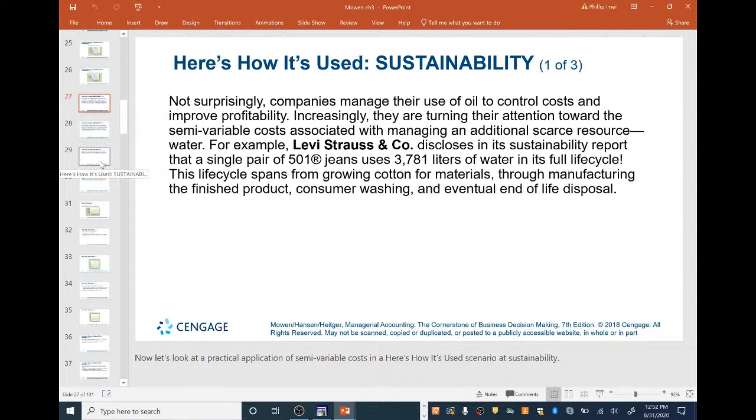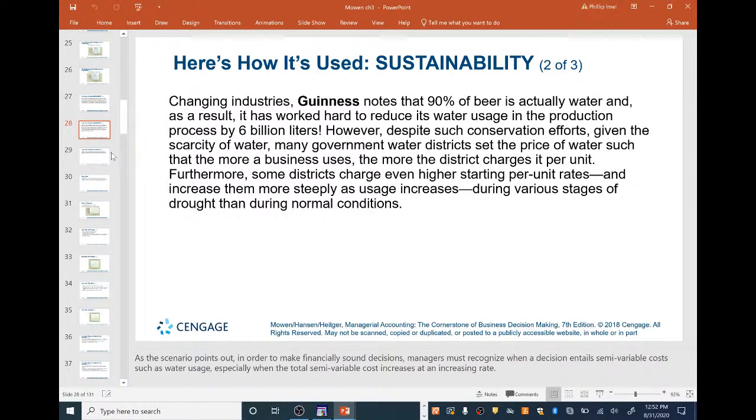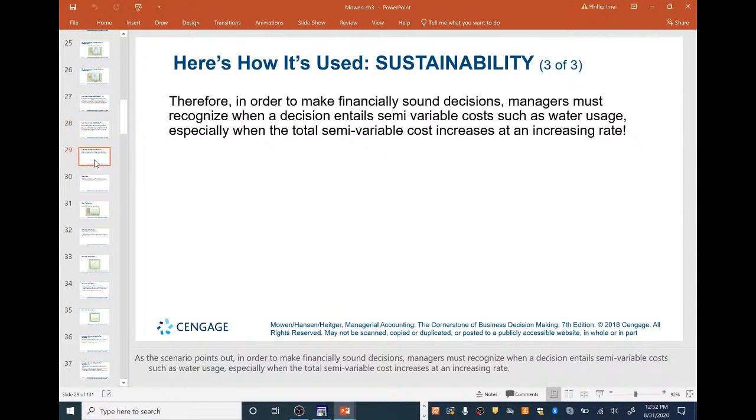Once again, here's how it's used example. Read through this on your own time and tie it into the theory that we just covered, or give you another example of how it's used in real life. We have a lot of material to cover, so I'm not covering this, so do this on your own time. There are 3 slides here in relation to how it's used with sustainability.